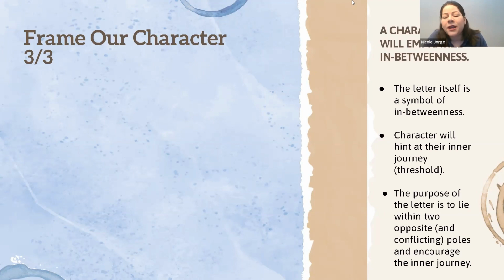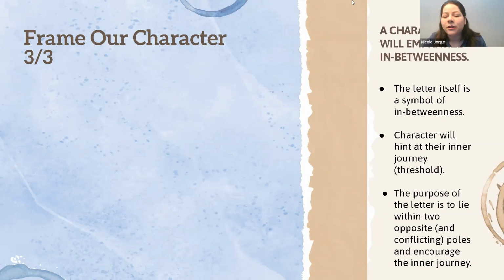It stops being that, even if it's a diary, if it's on paper, like the whole premise that it could be read by someone who should not be reading it allows for this letter or this diary to just sit in between. And because there are different entities making meaning of it, it lies right in the middle of all of them. The next thing is that characters will hint at their inner journey.